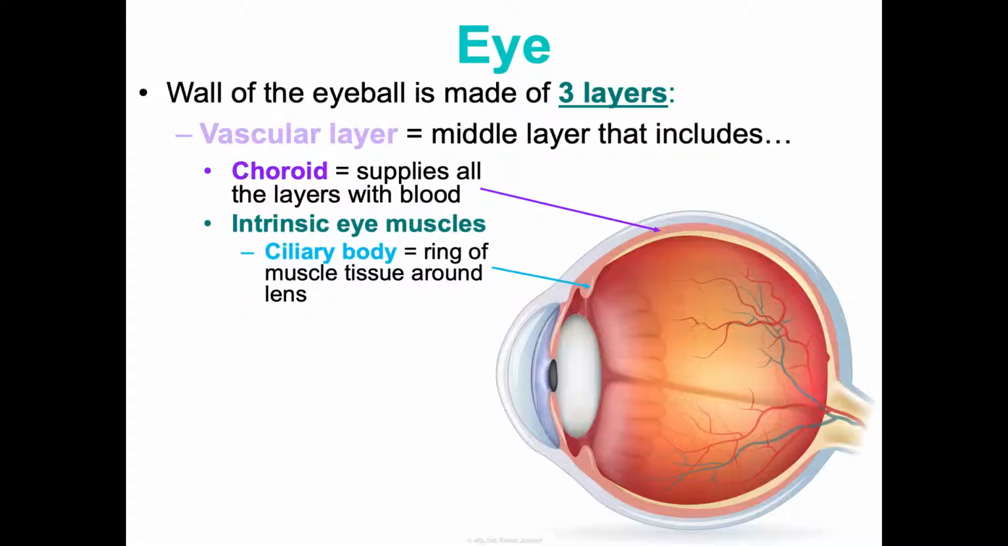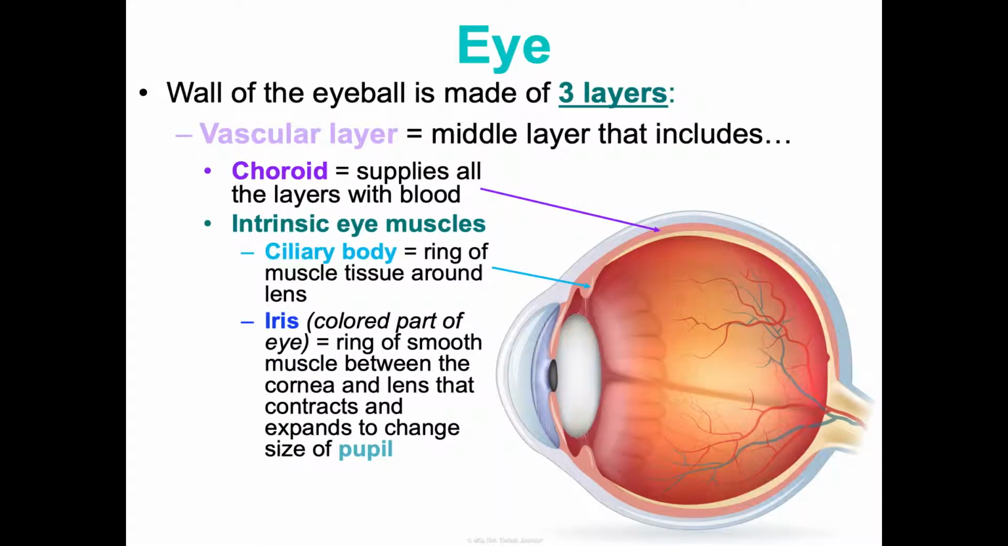the ring of muscle tissue we can see here around the lens, and your iris, or the colored part of your eye. Your iris is actually just a ring of smooth muscle tissue between the cornea and lens, and it contracts and expands to control the size of the pupil. So the pupil allows light into your eye. Because the iris is controlling the pupil, it's controlling the amount of light coming into the eye. So it's not just there so you can say you have pretty blue eyes or pretty brown eyes. It has important parts and a really important muscle.